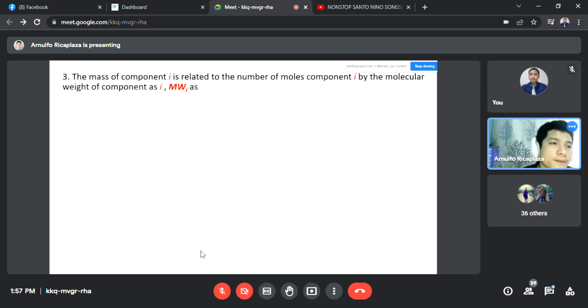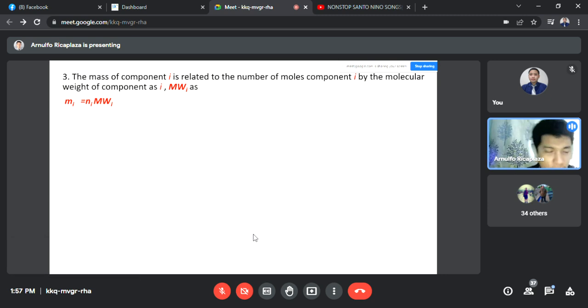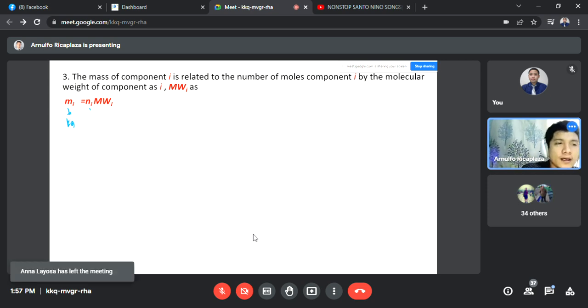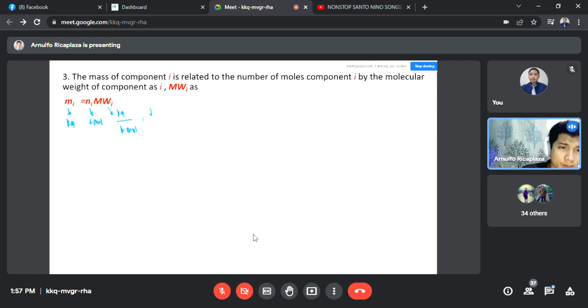So with regards to the molecular weight, how do we solve for it? Basically, from the formula, mass is equal to the number of moles times the molecular weight. Sometimes we get confused about the unit of the molecular weight. The mass here is, for example, in kilogram. The number of moles has the unit kilomole or mole. And remember, the unit of the molecular weight is always kilogram per kilomole, or gram per mole. It has the same value because the units cancel out.